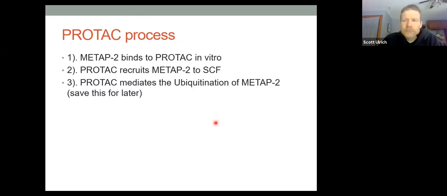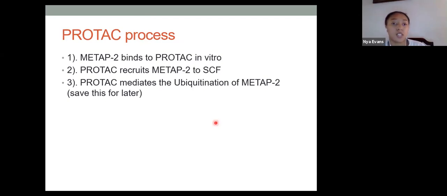So the paper was broken up into 3 sections, describing the process of how they got the PROTAC to work and what they did. So I'm going to talk about the first 2 sections of this process.